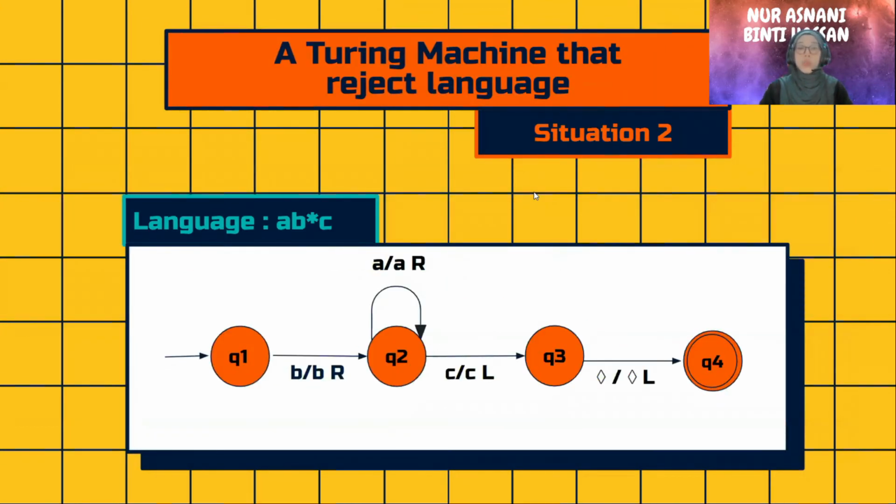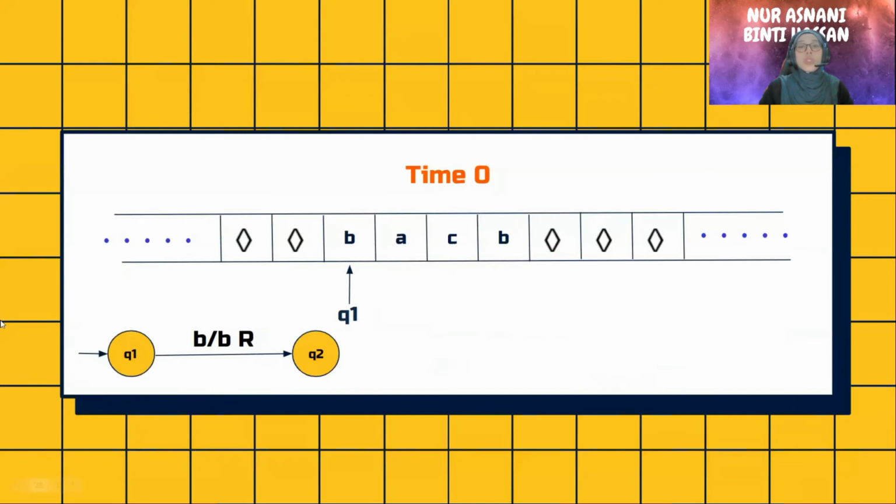Okay, for situation 2, which is the infinite loop, the language that we'll choose is (AB)*C, but the control unit is different from situation 1. But we still have the same states, which are Q1, Q2, Q3, and Q4. But the input and the movement will be different from situation 1. So we go to time 0, and the input string for this step is BACB. The first head tape symbol is B, and we start at the state Q1.